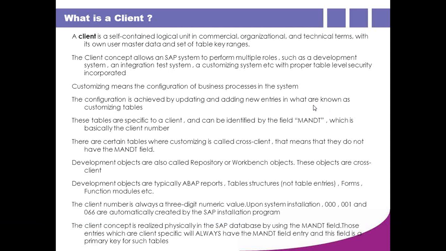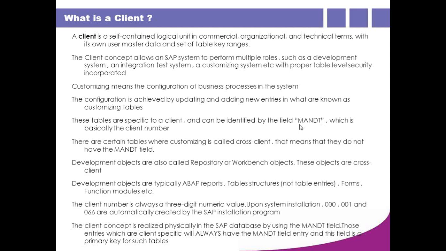So how does the system know? For example, you log into a client and you are accessing some data from a table. How does the system know that I should not access other clients' data? If any table contains the MANDT field, it won't allow you to get other client data. That means it won't allow you to touch other client data. That means that is a client specific table.